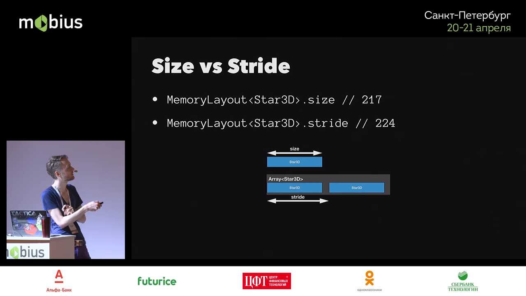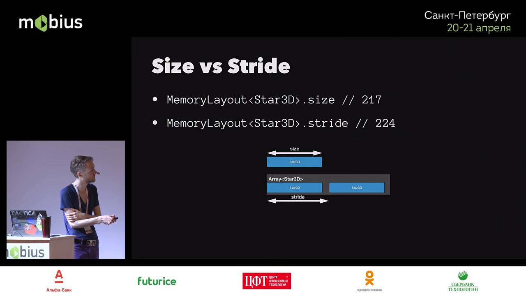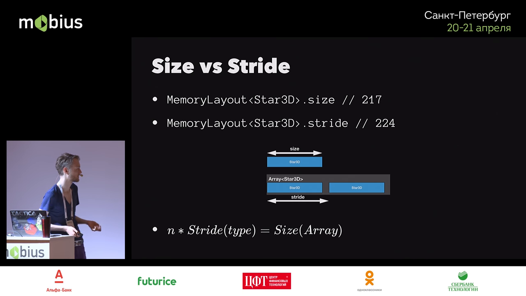And I did a little bit of a demonstration so that you can see, okay, the size is really the size of one object. And if we put those into an array, it doesn't just add them together, but it adds a little bit of padding so that each of them is properly aligned. And then the stride is always a little bit more. And then we can write a nice formula that says, okay, the count, how many elements we have, times the stride is the size of the overall array.